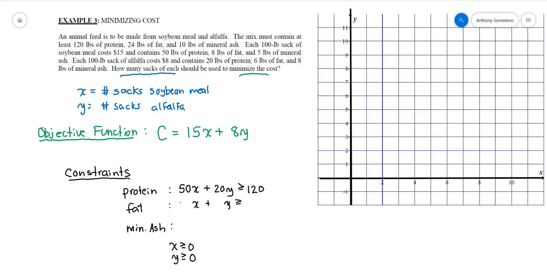For the fat, I have to have at least 24 pounds of fat. 8 of that does come from the soybean meal. 6 pounds comes from the alfalfa. And lastly, the mineral ash, I need to have at least 10 pounds of mineral ash. Each sack of the soybean meal will give me 5. Each sack of the alfalfa will give me 8. So these are my constraints that I'm going to graph and find a feasible region for.